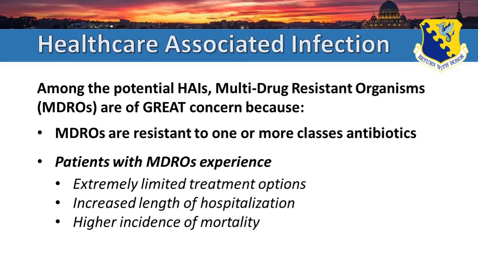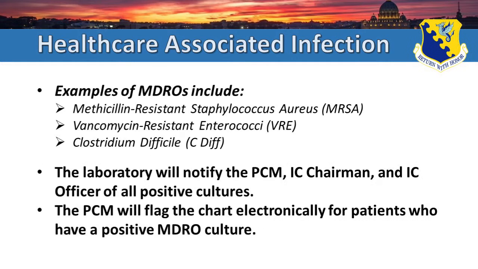Among the potential healthcare-associated infections, multi-drug resistant organisms are of great concern because they resist one or more classes of antibiotics, thus limiting treatment options, increasing the length of hospitalization, and causing a higher incidence of mortality. Some examples of multi-drug resistant organisms include MRSA, VRE, and C. diff. The laboratory will make the necessary notifications and the PCM will flag the patient's electronic health record.